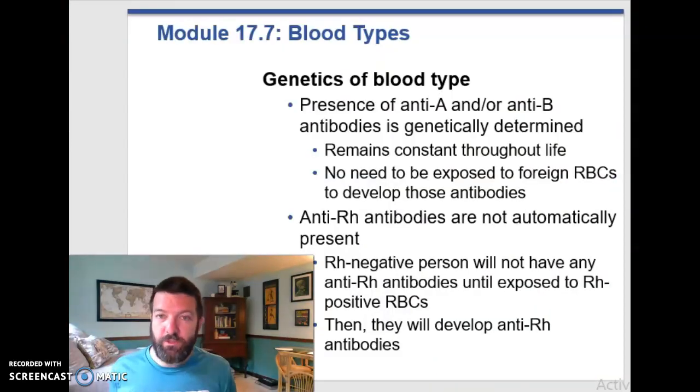Your blood type is coded for genetically. Right? You get this from your parents. And you have two alleles. If you have two A alleles, that means you make the A antigen, you're type A.